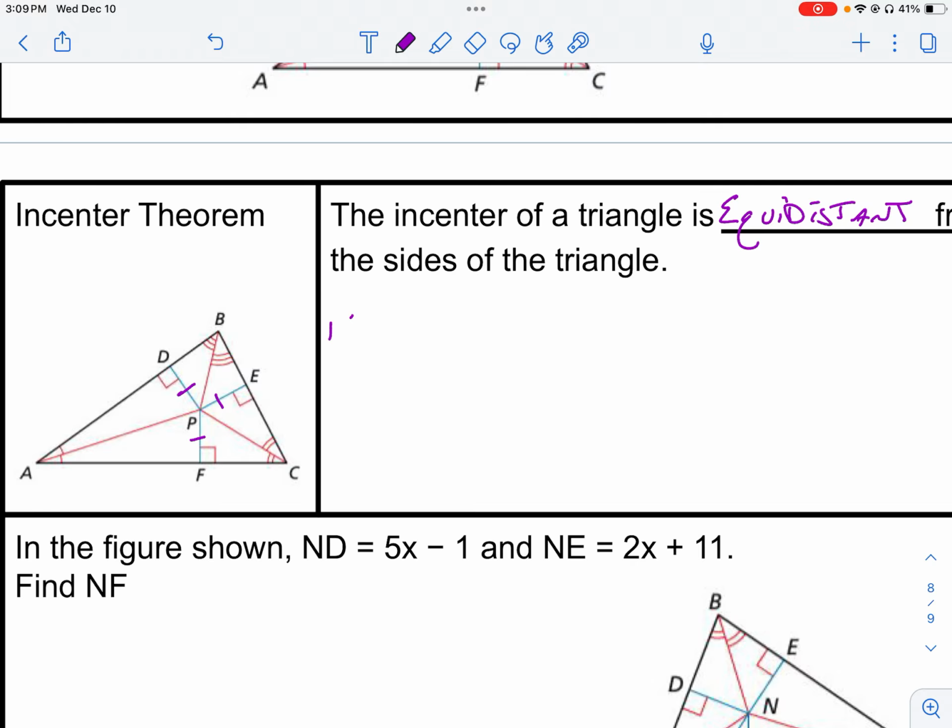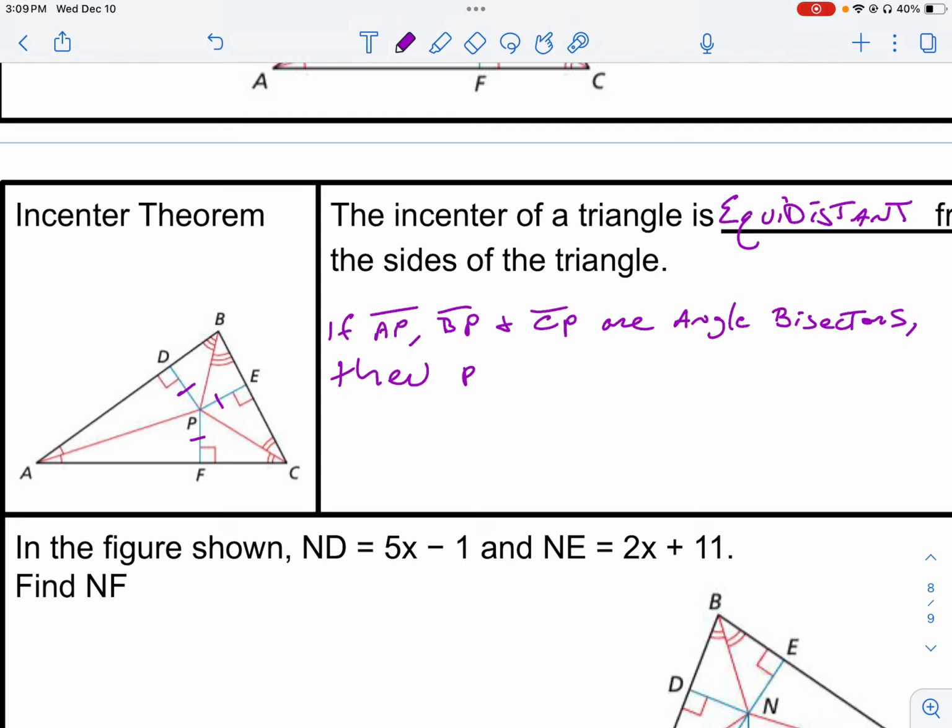And the way we'd write that is if AP, BP, and CP are angle bisectors, then PD equals PE equals PF.